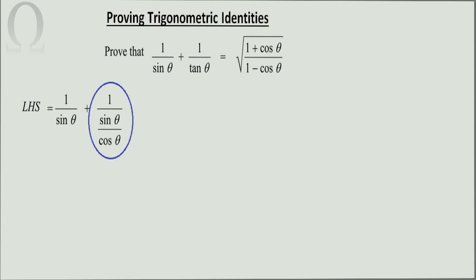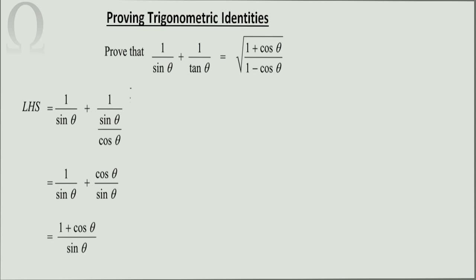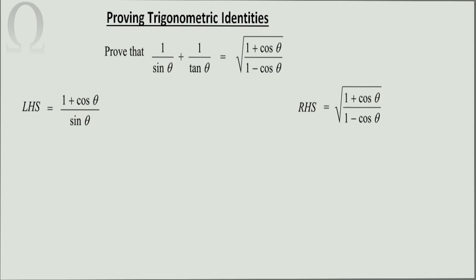1 over sin theta over cos theta equals cos theta over sin theta. Since the denominators of the two fractions are identical, we can add the two numerators and express the result as a single fraction. Thus, the left-hand side simplifies to 1 plus cos theta over sin theta. Provided you do not violate any mathematical laws, you may manipulate any which way you wish. Since we have simplified the left-hand side of the equation, we now have a new aim, which is to prove that 1 plus cos theta over sin theta equals root of 1 plus cos theta over 1 minus cos theta.